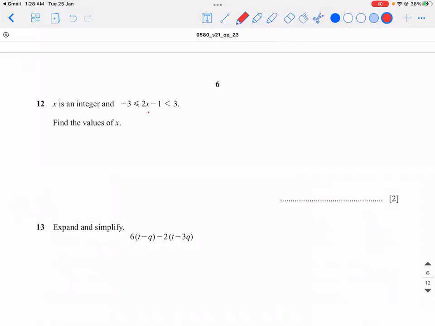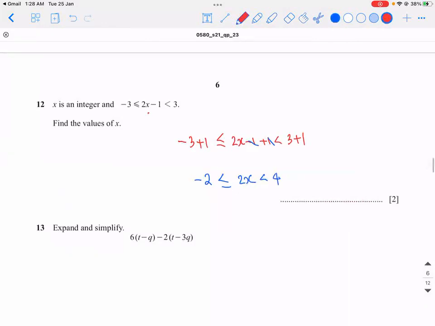So how to remove this 2x minus 1? How can we eventually screen out x from this? We can add the additive inverse of minus 1. What is the additive inverse of minus 1? That is plus 1, right? So we will add plus 1 on all these sides. So what happens? 2x minus 1 plus 1 less than 3 plus 1. So minus 3 plus 1 is going to be minus 2 less than or equal to this, minus 1 and plus 1 got cancelled. It becomes 2x less than 4.